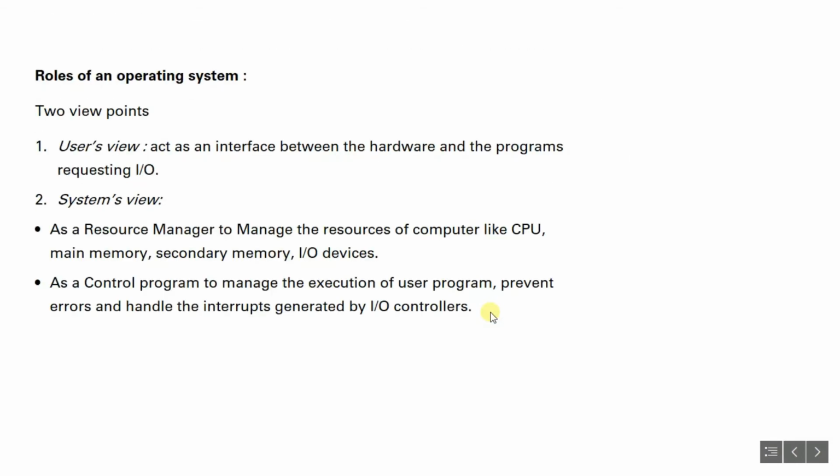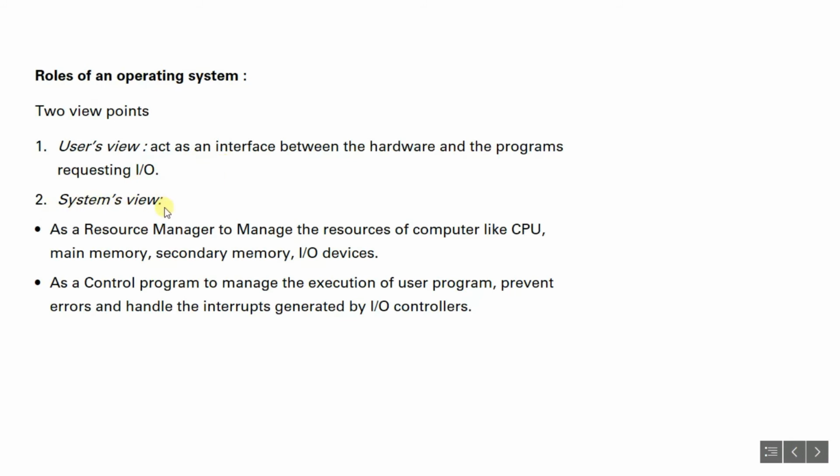Now, next thing is the roles of an operating system. For the roles of an operating system, we have two points of view, the user's point of view and the system's point of view. Based on the user's point of view, it acts as an interface between hardware and the programs which are requesting input output devices. So whenever we are writing a program, we never have to worry about requesting input output devices like keyboard, mouse and screen, right? Why? Because the operating system will handle everything. We just need to write printf and scanf.